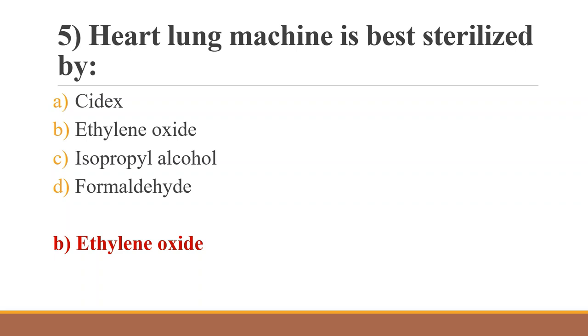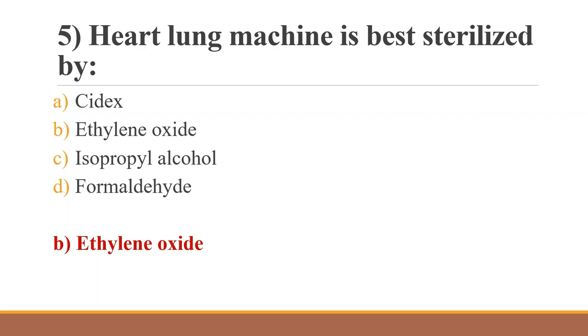Ethylene oxide is used for sterilizing heart lung machines, dental equipment, lung equipment, and respirators. Then let's go through other options. Option A, Cidex, which is 2% glutaraldehyde, used for sterilizing endoscopes.